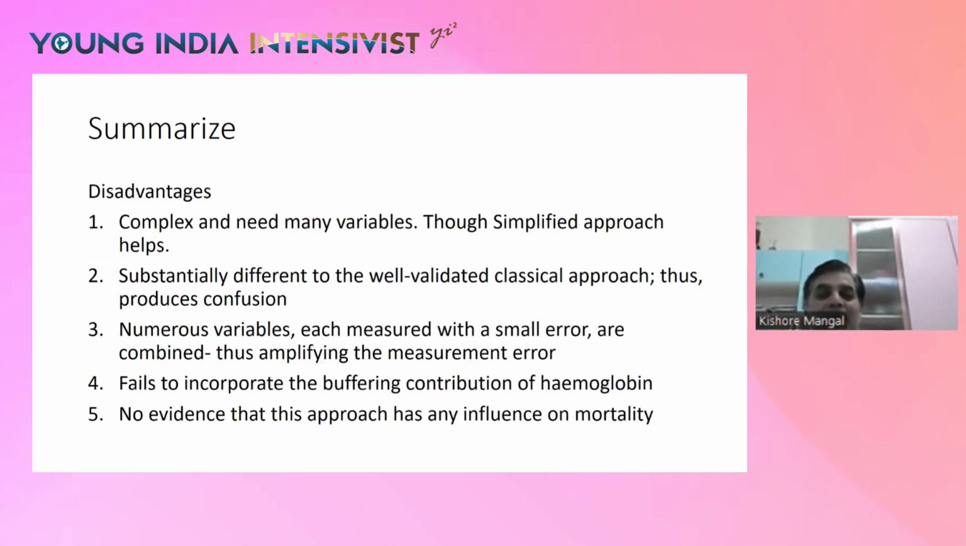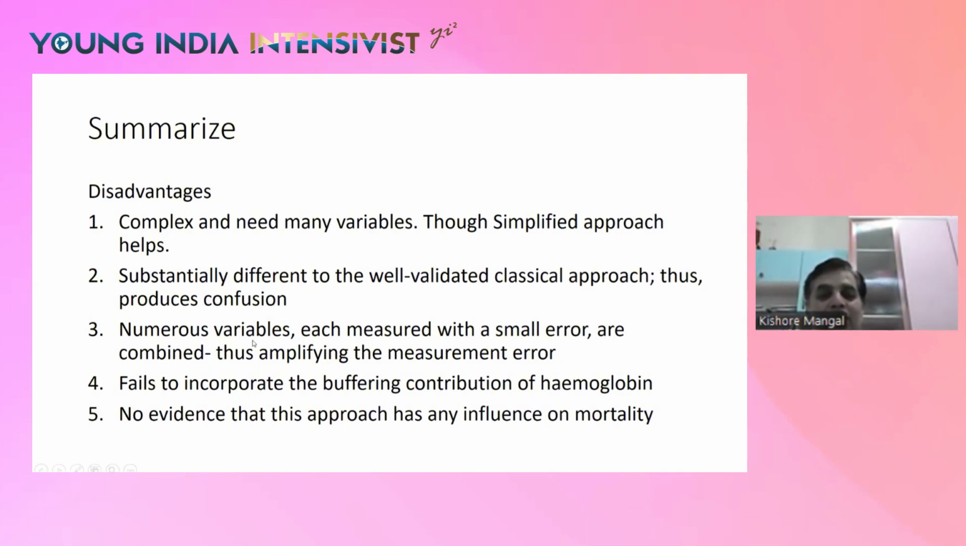The disadvantage is that it is complex, it needs many variables. Though now we have the simplified approach, there is a substantial difference to the well-validated classical approach. The classical approach we have been using for decades, and it has served us and has been able to explain many things. So if we know both things, that can produce confusion.